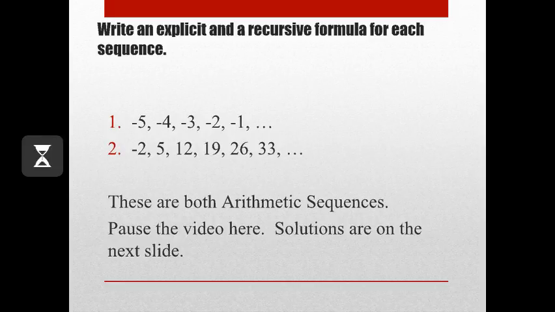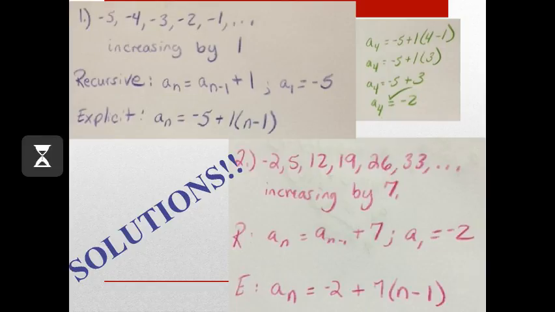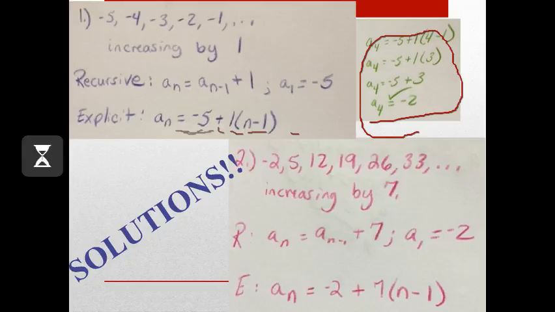Alright, so your solution for number 1 is written up here in the top left-hand corner. These values are increasing by 1. So when you write your recursive formula, you're going to get a sub n equals a sub n minus 1 plus 1. And your starting term, a sub 1, is negative 5. Your explicit formula is negative 5, which is your first term, plus 1 times n minus 1. Now over here in the green to your right, I have checked it for you so you can substitute in some random values or values from your sequence and check it out.